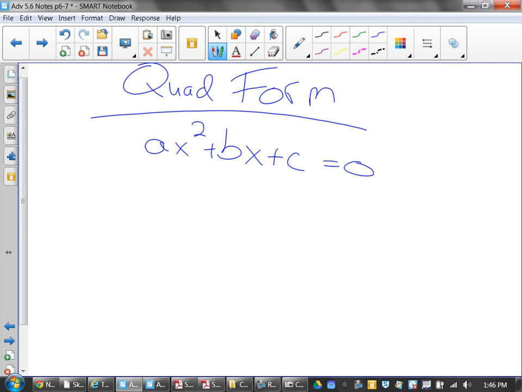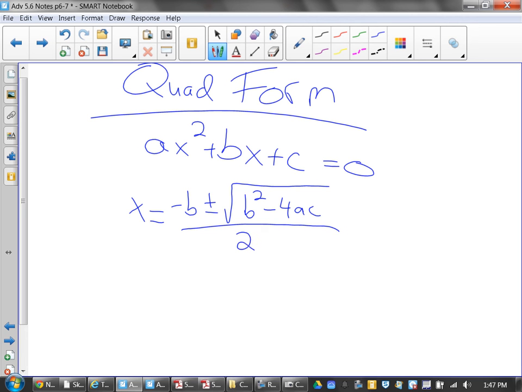Okay. So let's walk through what it looks like, and this is how most of you guys probably remembered it. Ready? X equals negative b plus or minus square root b squared minus 4ac all over 2a.